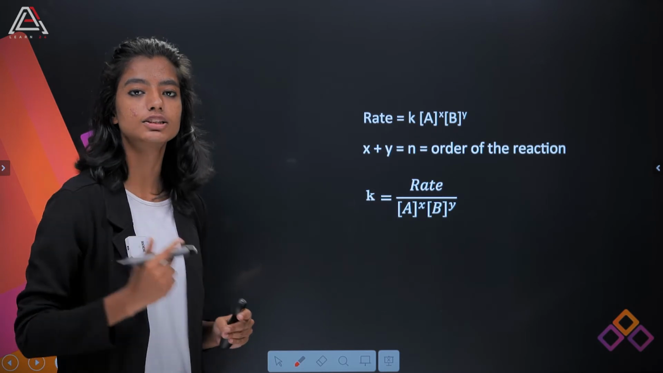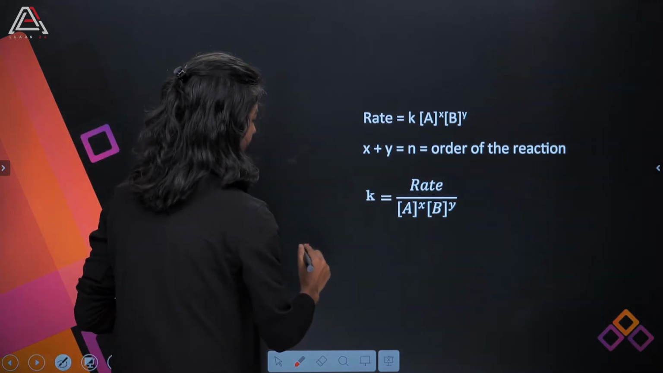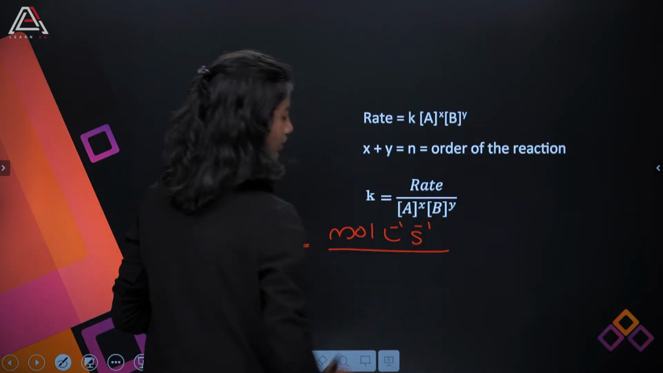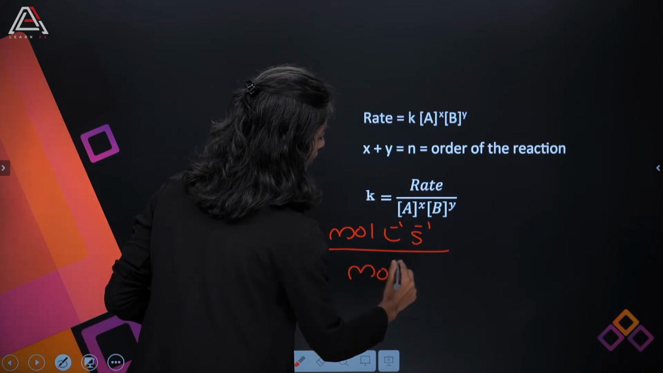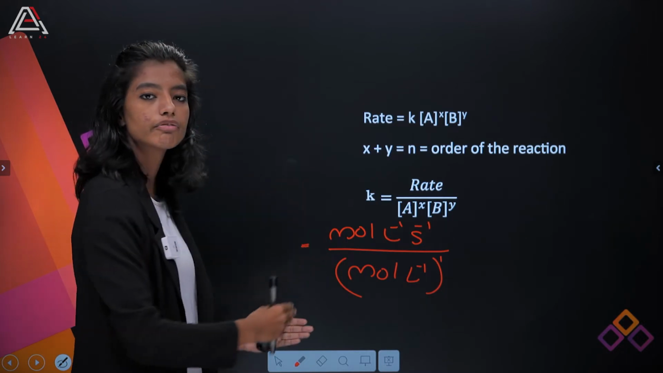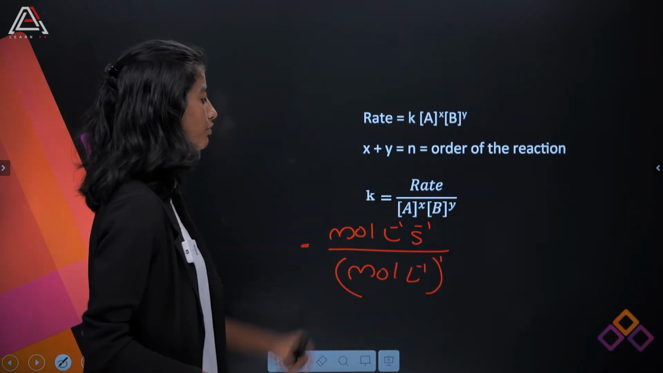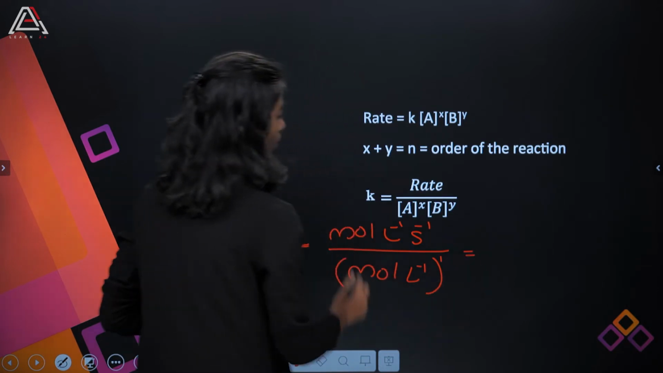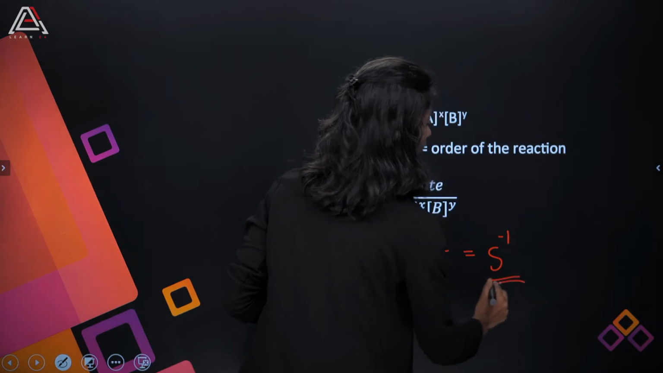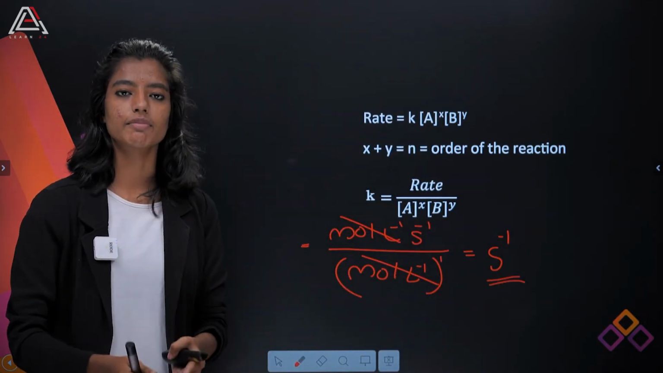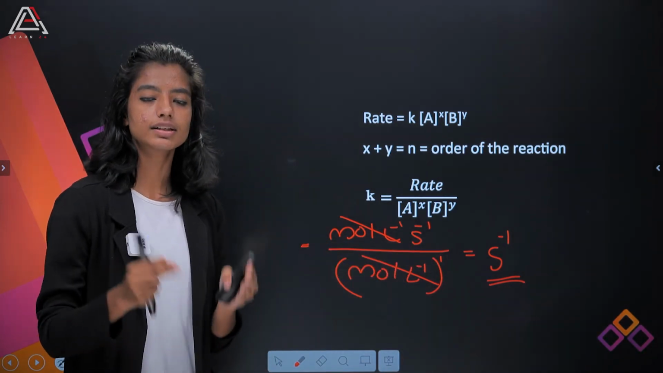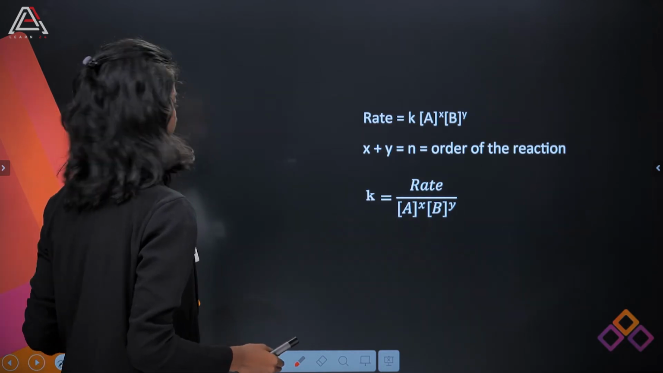Now for the first order chemical reaction, the unit of rate is mole liter inverse second inverse divided by the concentration. Unit of concentration is mole liter inverse power 1, because we are determining the unit for the first order chemical reaction, power 1. So this will be mole liter inverse, and mole liter inverse will get cancelled, and the remaining thing is second inverse. So the unit for the first order chemical reaction will be second inverse. Always remember, the unit for first order chemical reaction is second inverse.